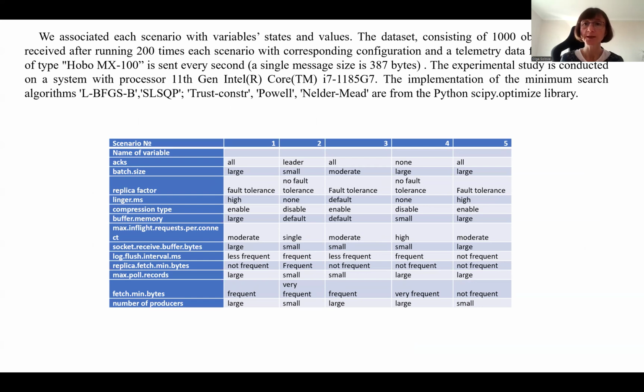1,000 observations had been received as a result of running each scenario 200 times with the proper configuration and the telemetry data sent from the EOT device HOBA-MX100 every second. The size of each message is 387 bytes. And then we include the implementation of a search algorithm that we included in our experiment was from the Python library Optimize.